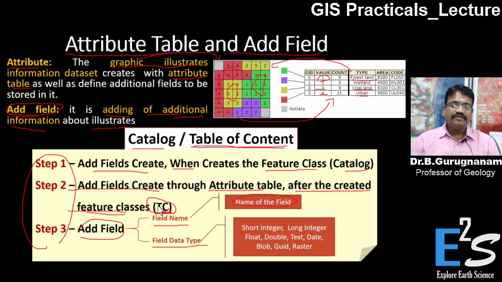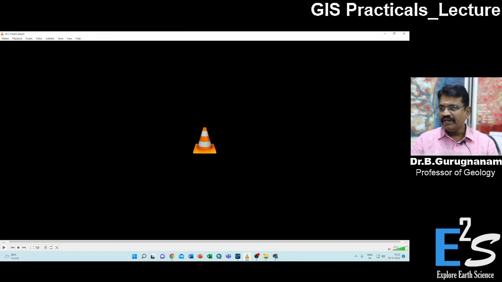So this is very interesting, and moreover this is the backbone of GIS. One should know how to create an attribute table and add to an attribute table. So with this, the exercise comes to an end. Thank you very much.